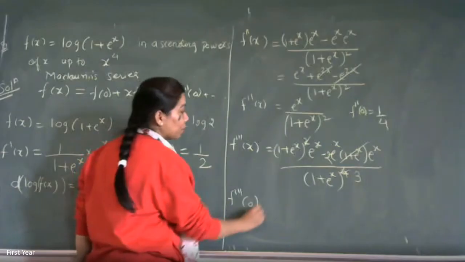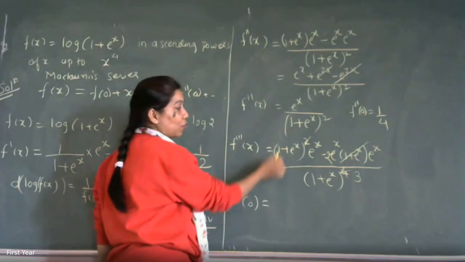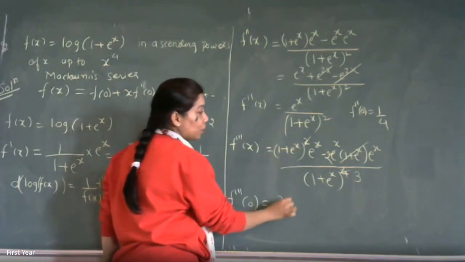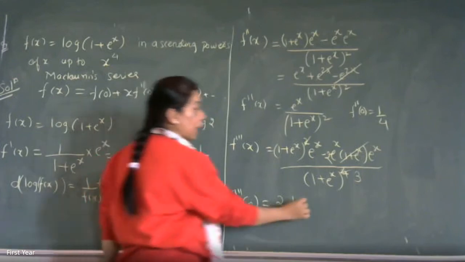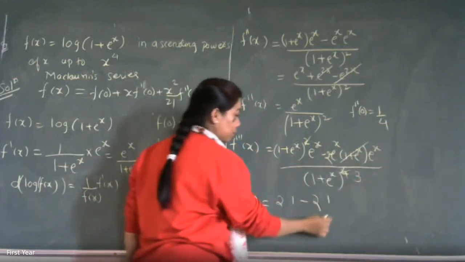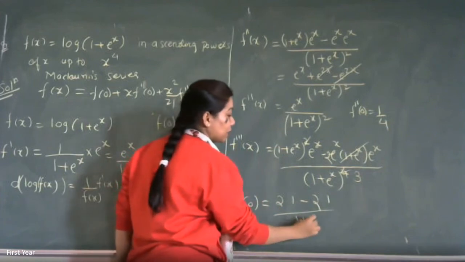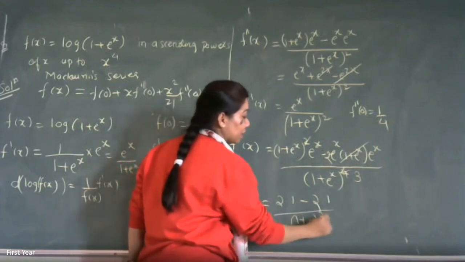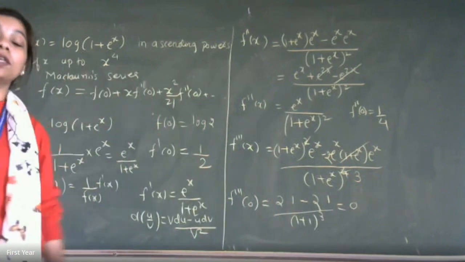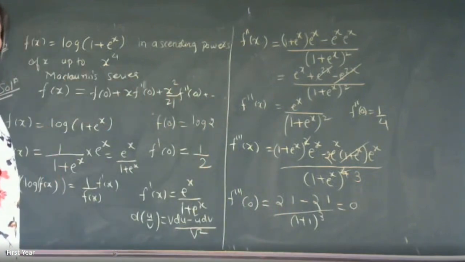Yes, ma'am. So f triple dash at 0: put x is equal to 0. 1 plus e raised to 0 is 1 plus 1, 2, into 1 minus 2 into e raised to 0 which is 1, into e raised to 0 which is 1, divided by 1 plus 1 raised to 3, which is 0. So f triple dash at 0 is 0. Is this clear to everyone? At 0 it is 0.